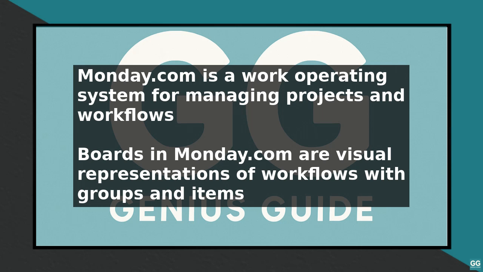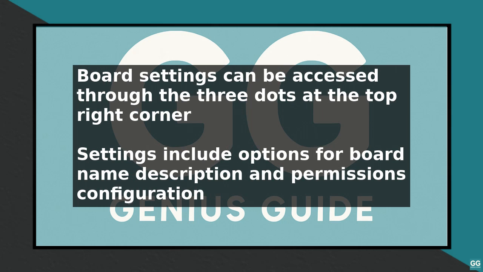A board in Monday.com is a visual representation of your workflow, and it is made up of different components such as groups, items, and columns. To access the board settings, click on the three dots at the top right corner of your board and select Board Settings. In the board settings, you can configure various options such as the board name, description, and permissions. You can also add or remove columns, groups, and items, and customize the layout of your board.